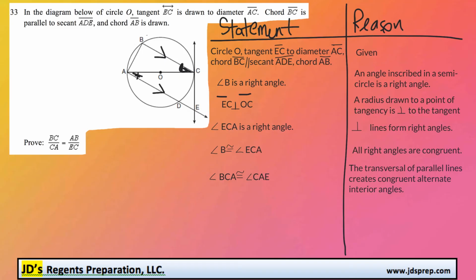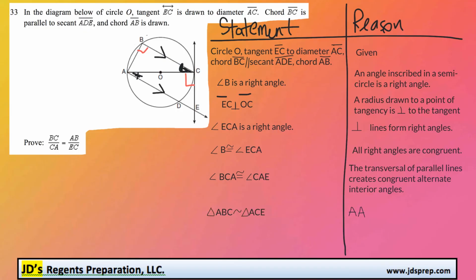I'm saying that angle BCA is congruent or equal to angle CAE, and that's because the transversal of parallel lines will always create congruent alternate interior angles. Okay, so now we've reached a really good point. We know that these two angles are equal, and we know that these new two angles are equal, so we can conclude that these are similar triangles based on the angle.